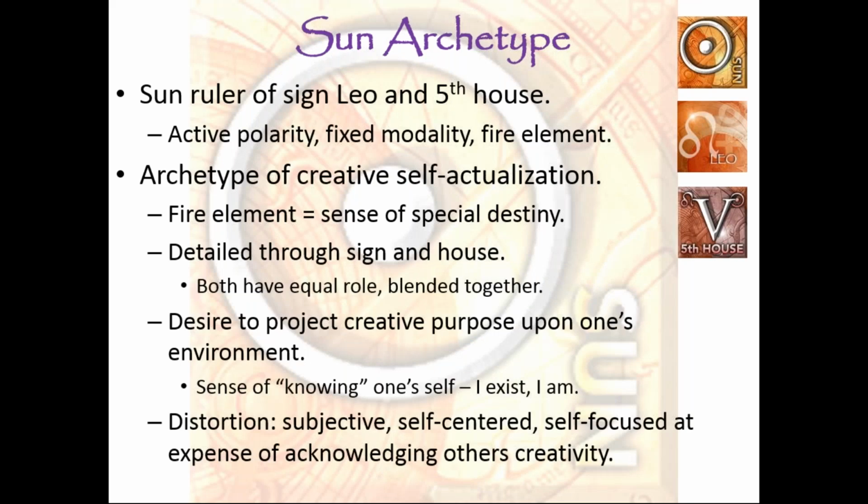So let's just jump right into the archetype of the sun. And as we know, the sun is the ruler of the sign Leo and the 5th house in the natural 12 houses or that circle. These archetypes are always going to be the active polarity, which is energy moving out from center. They're going to be the fixed modality, meaning to persevere, sustain, and they're going to be the element of fire. So when we're looking at sun, Leo, or 5th house, we have active, fixed fire.